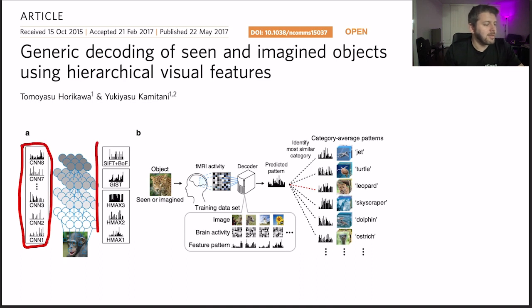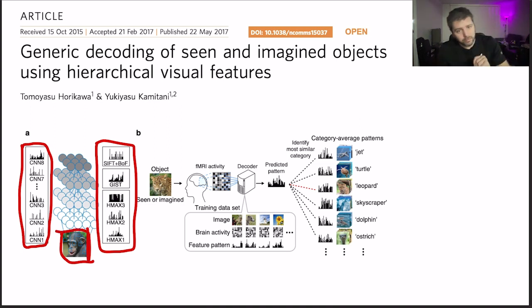We also had a set of comparison images, so the HMAX model, GIST, SIFT, and bag of features. Here we put in an image of a chimpanzee and we get the models. They also recorded fMRI activity when humans saw the same images, both when they were actually given them to perceive freely in the scanner, but also when they were imagining it. So this whole paper rests on the experimental analysis of decoding imagined versus seen features.